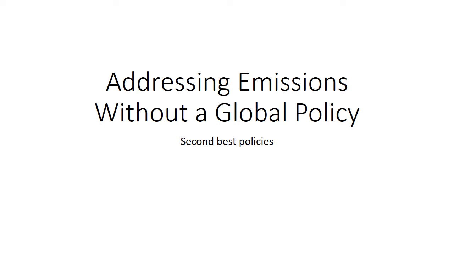So we saw last week that we've tried at a global scale to implement the first best policy. We've tried to address carbon emissions at a global scale, but we've pretty much failed, and that's because it's a huge public goods problem. So what happens when the first best policies fail? So we have to rely on second best policies. So what are second best policies? That's what this lecture is about today.